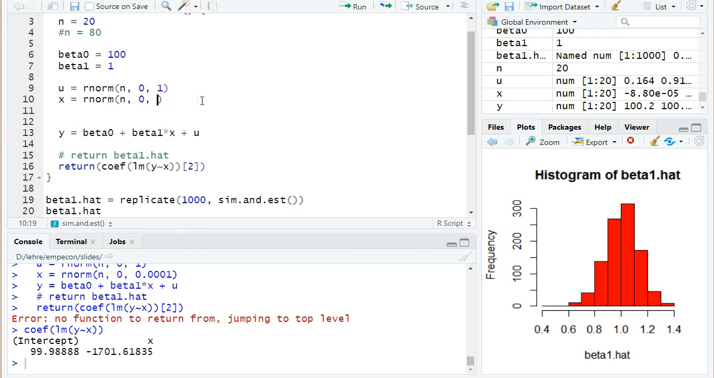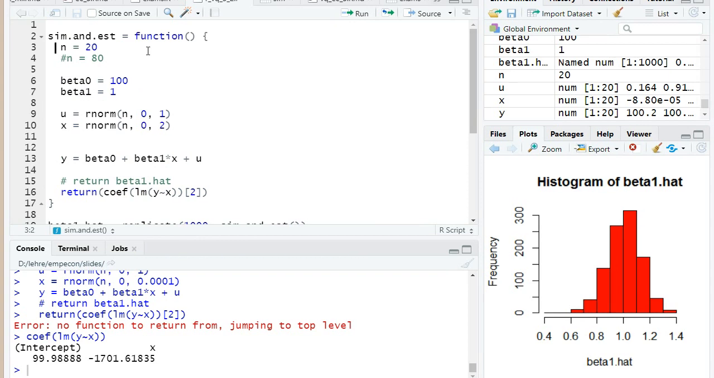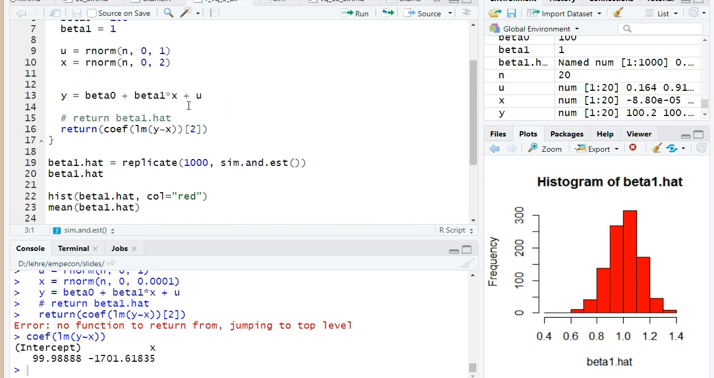But the more variation I have in x, the more precisely I can estimate the impact that x has on y. So the more precisely I can estimate this coefficient beta 1. Now here we basically got an idea about the standard error of beta 1 hat, because we repeated the simulation estimation 1,000 times, and we got 1,000 different values of beta 1 hat, and therefore could make this plot and compute the standard deviation of beta 1 hat.